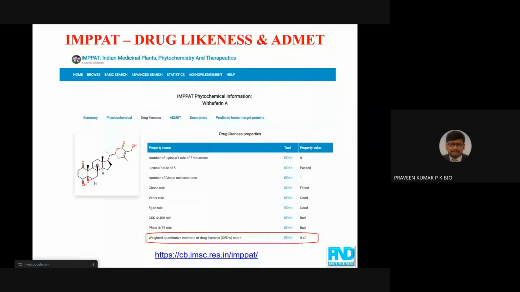Drug likeness can also be predicted from a database called IMPACT. This is an indigenous database, the largest database from India. IMPACT stands for Indian Medicinal Plants, Phytochemistry and Therapeutics. If you feed a compound in SMILES format, or search for a particular compound, in this case I have searched for a plant compound called withaferin, a steroidal lactone from ashwagandha, I get these properties.